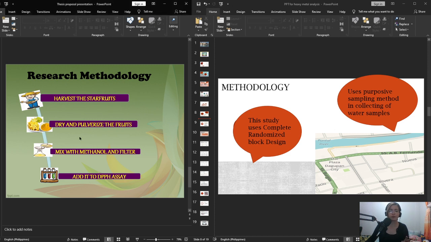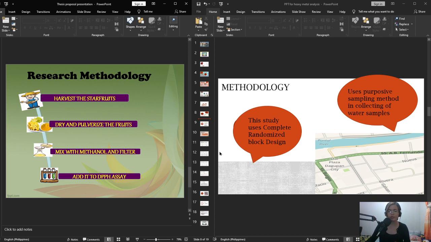Okay, for this one, how will they conduct their study for identifying the antioxidant activity of the star fruit? So first, they have to harvest the fruits. Second, dry and pulverize, mix with ethanol and filter, splash it, and then proceed to DPPH assay. Okay, and then the missing part is their statistical analysis.